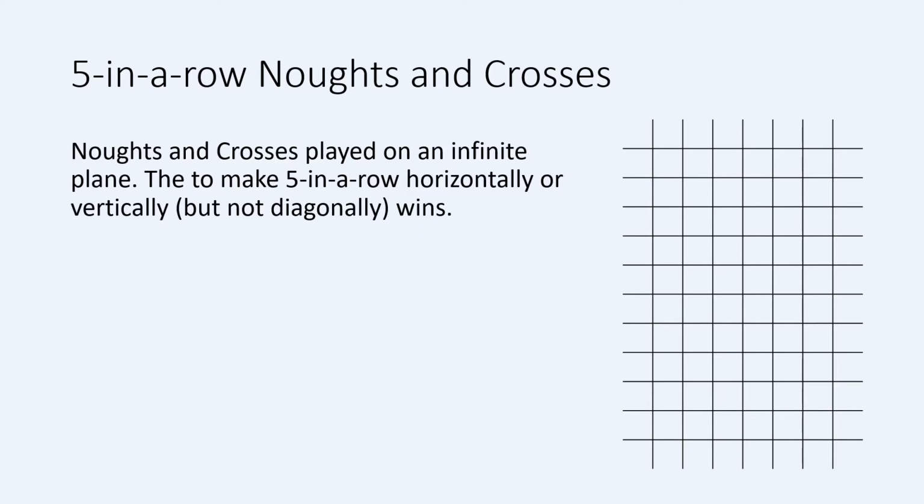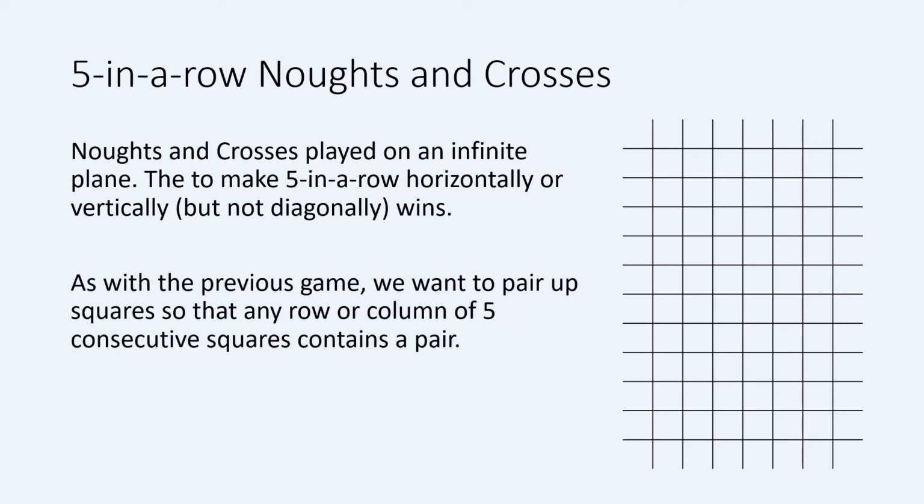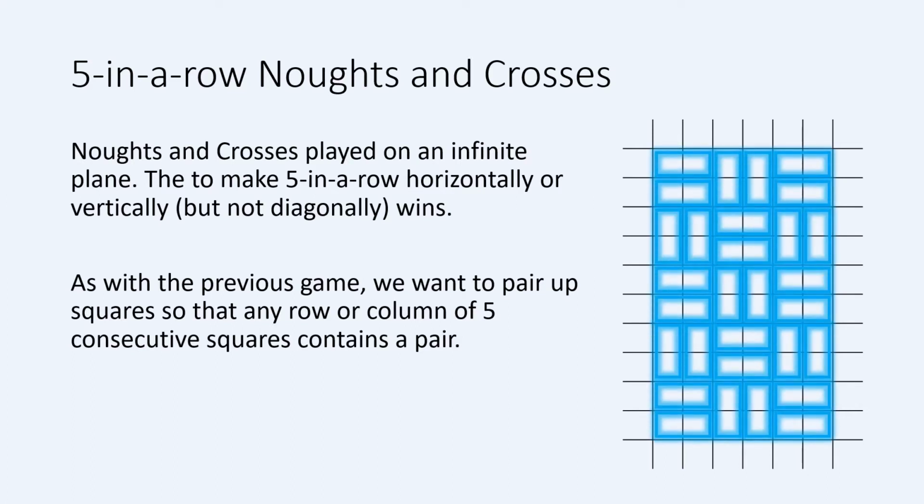In the first game, we paired up squares so that any run of 3 squares contained a pair. Now we want to pair up squares so that any run of 5 vertically or horizontally contains a pair. Remember that diagonals are not allowed. Playing around on some paper for a minute or so, it's easy to find a suitable pairing. Here's one possibility. And here's another.